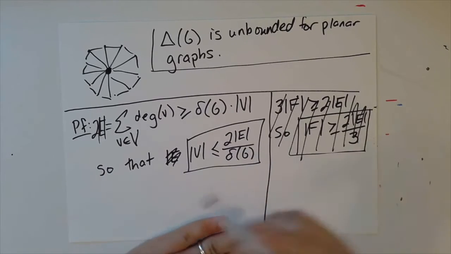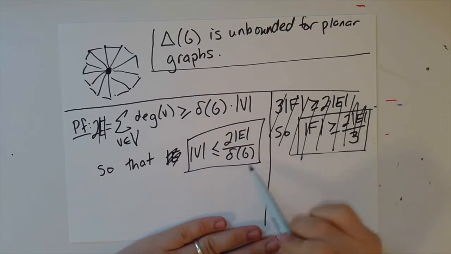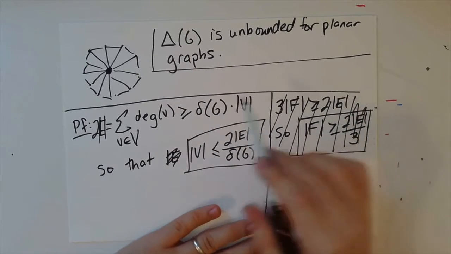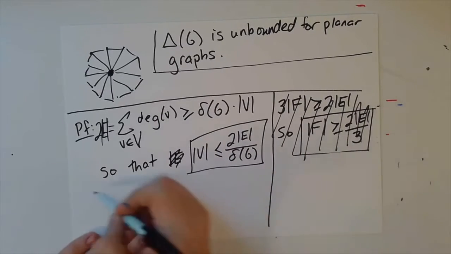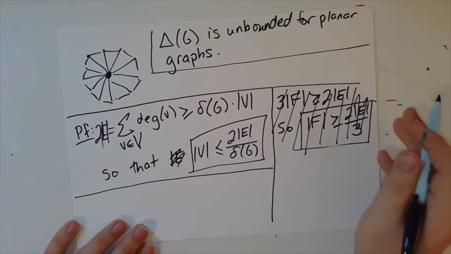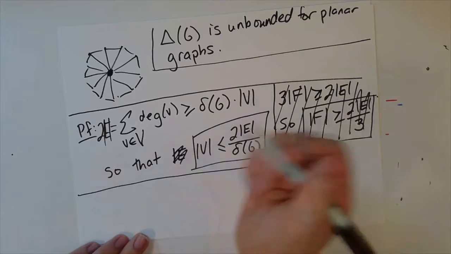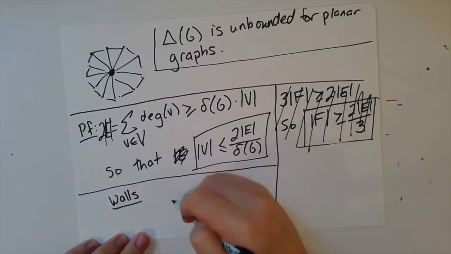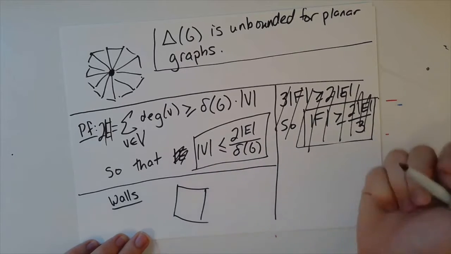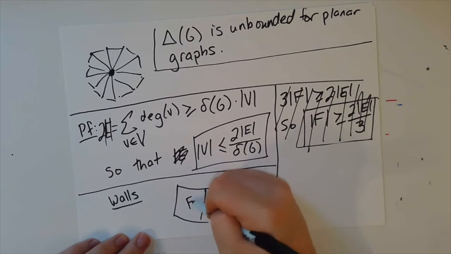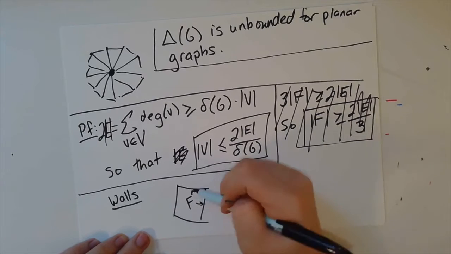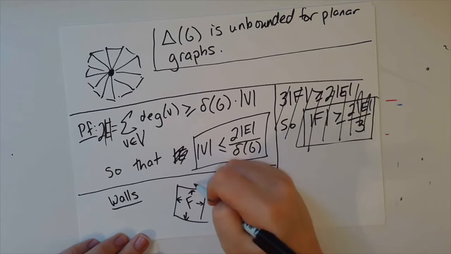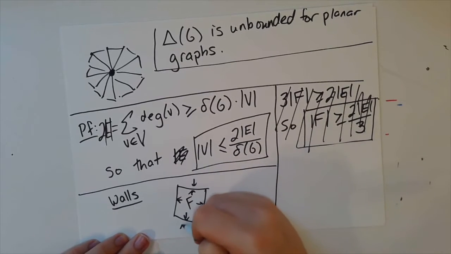Okay, so we have this relationship on the number of vertices. I also want to think about the number of faces and how that relates to the number of edges. And remember, the relationship between faces and edges comes back to this notion of walls. And so the idea was that this face here has 4 walls, and then this outer face also has 4 walls.